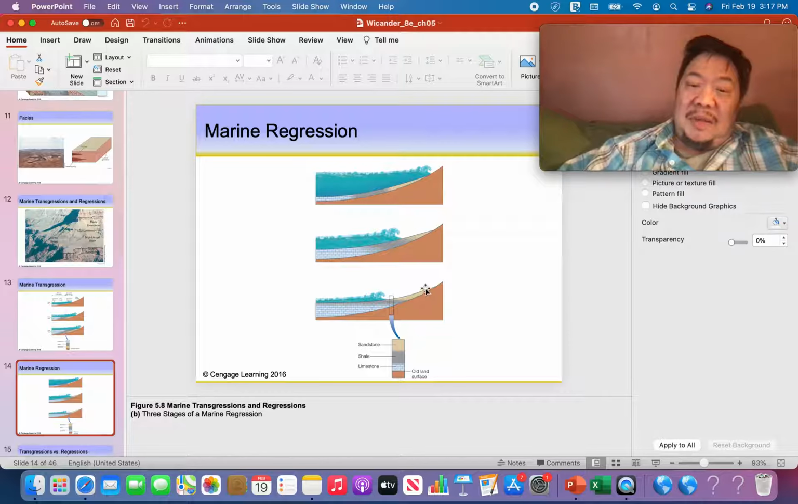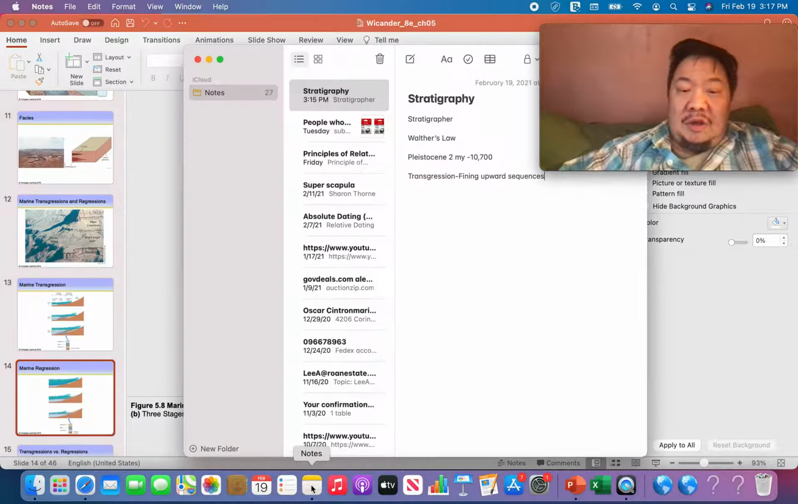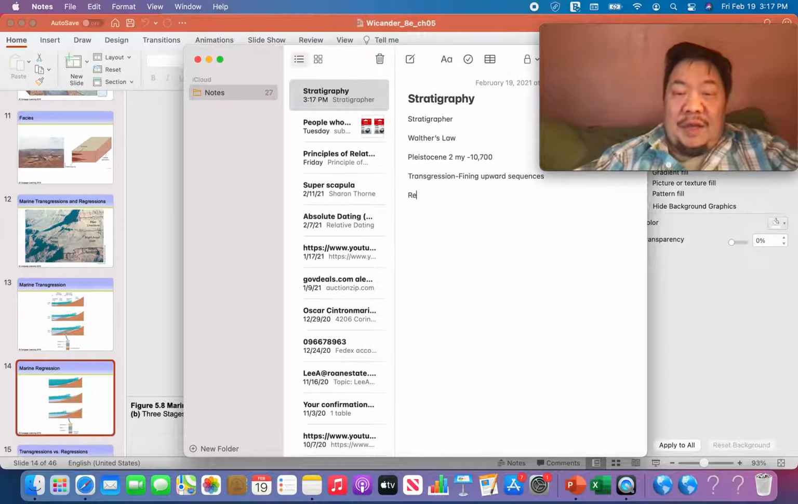If that's the case, then the beach is going to move further offshore. The muds will move further offshore, and the lime will move further offshore. Now again, we take a drill core, and what do we find on top? If we drill a vertical hole into the ground and take out the rock, we'll find sand on top, sandstone on top, shale, and then limestone. See the difference? This is a coarsening upward sequence. So when you get a regression, you form coarsening upward sequences.